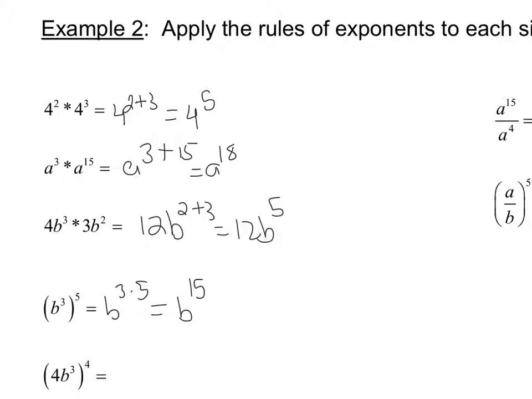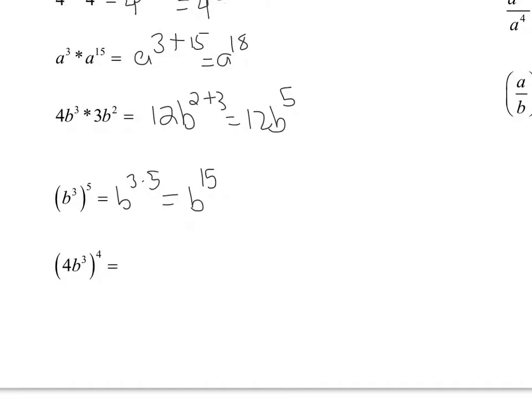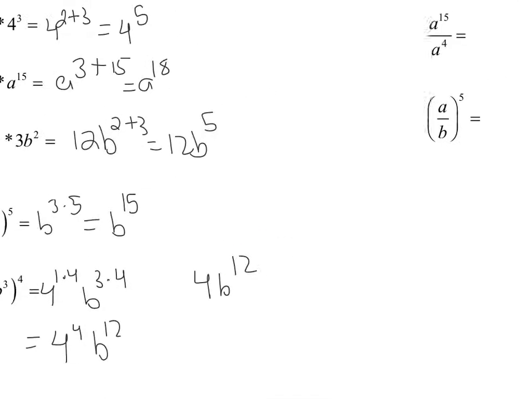Okay, let's keep going. Here we have 4B to the third. So this is where we got to be careful. That's 4 to the first. So you have 4 to the 1 times 4, B to the 3 times 4. So this would be 4 to the 4th, B to the 12th. Most common written wrong answer: they forget to put the 1 right here, and so they don't distribute that exponent to the 4. Okay? So be careful. Let's look at a couple more.